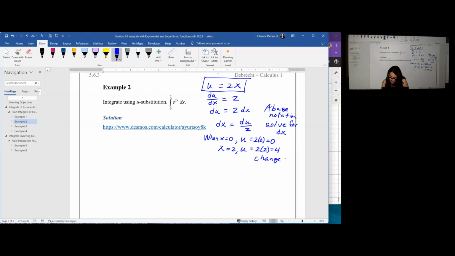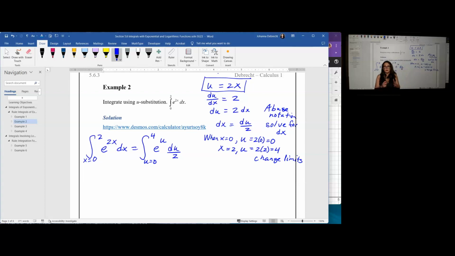Now that we have changed the limits, we can rewrite the original expression, but in terms of u. So we're taking the original integral from 0 to 2 of e to the 2x dx, and we're replacing what was an x equals 0 with a u equals 0 up to 4 of e to the u, and then I substitute for dx, du divided by 2.